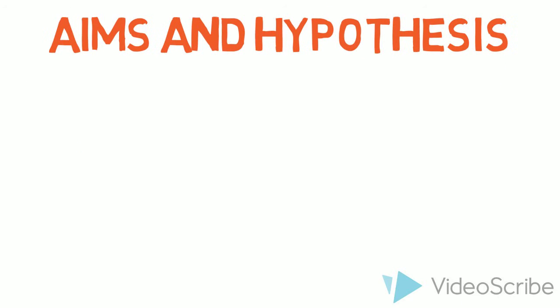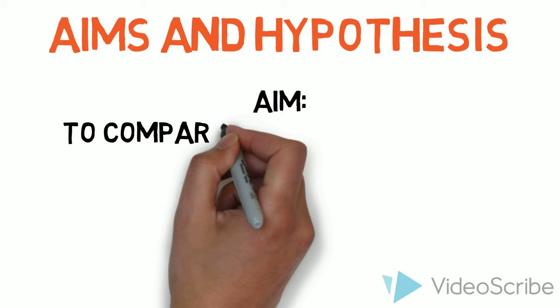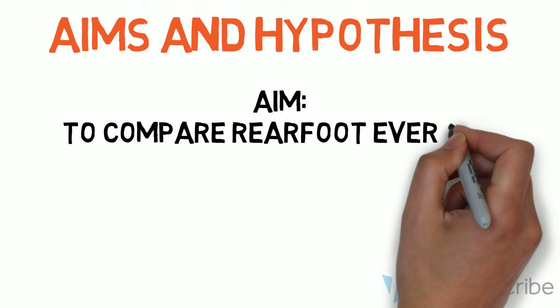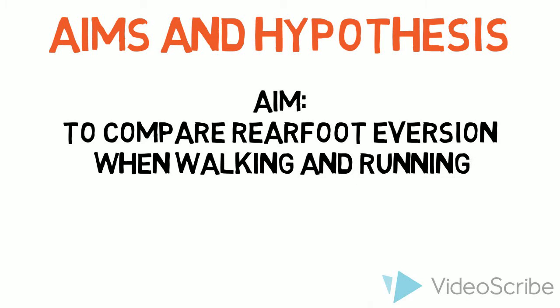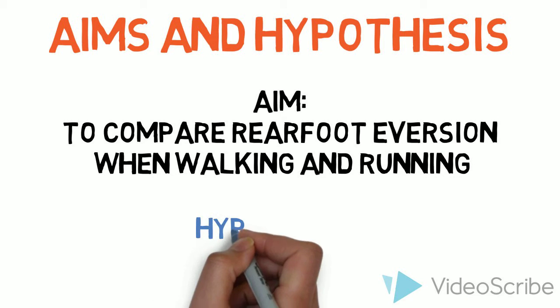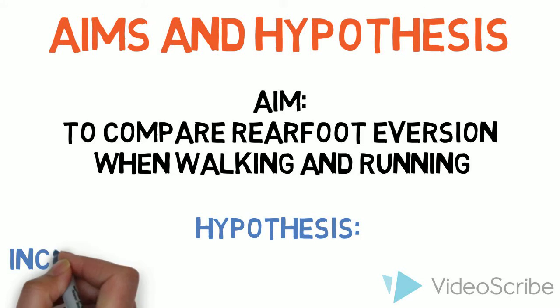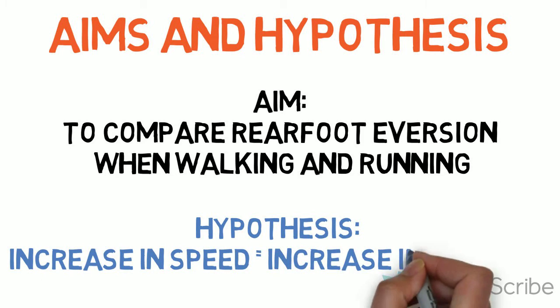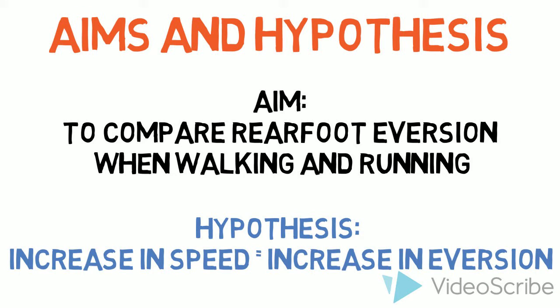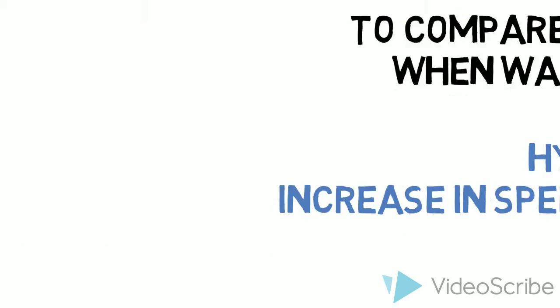In the current investigation, we assess the effect of gait speed on rear foot eversion. Or put simply, we compared rear foot eversion while walking and running. It was hypothesized that an increased speed of gait will increase the eversion angle of the rear foot at the point of contact with the ground. That is, participants will experience greater rear foot eversion when running compared to walking.